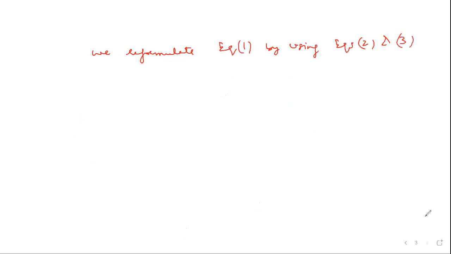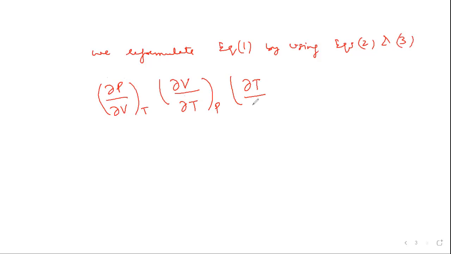See what we get. So we can write dou P by dou V at constant T times dou V by dou T at constant P times dou T by dou P at constant V equal to -1. We have made use of the cyclic rule.